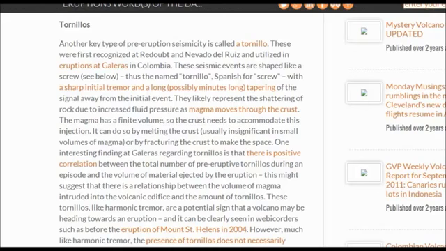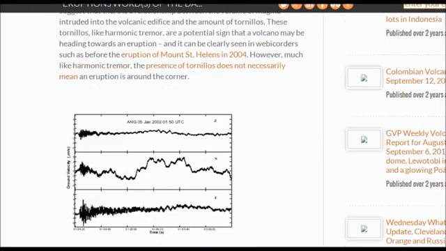One interesting finding at the Galeras regarding tornadoes is there is positive correlation between the total number of preemptive tornadoes during an episode and the volume of material ejected by the eruption. This might suggest there is a relationship between the volume of magma intruded into the volcanic edifice and the amount of tornadoes. These tornadoes, like harmonic tremors, are a potential sign that a volcano may be heading towards an eruption. It can be clearly seen in some volcanoes, such as before the eruption of Mount St. Helens in 2004. However, much like a harmonic tremor, the presence of tornadoes does not necessarily mean an eruption is around the corner.